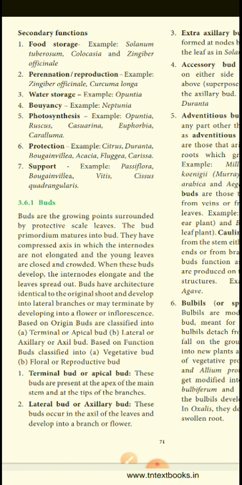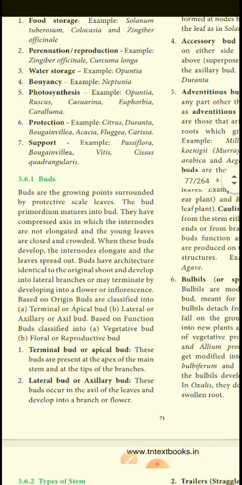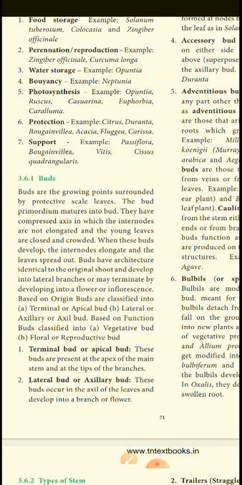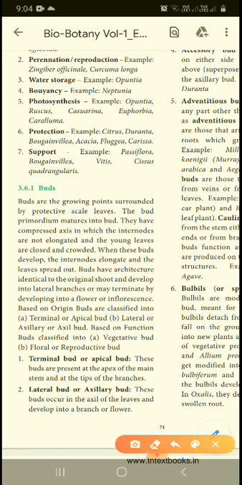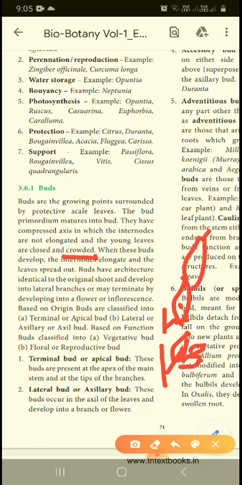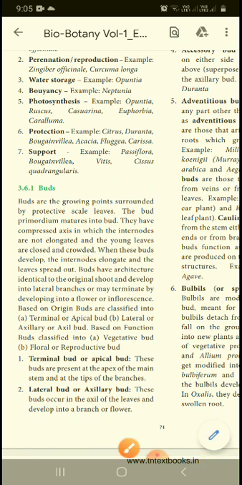What is a bud? Buds are growing points surrounded by protective scale leaves. The bud is mature in the bud stage. They have a compressed axis in which the internodes are not elongated, so young leaves are closed and crowded. After that, one by one they form leaves, the internodes elongate and the leaves spread out.